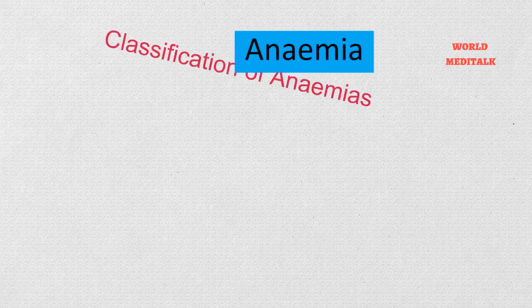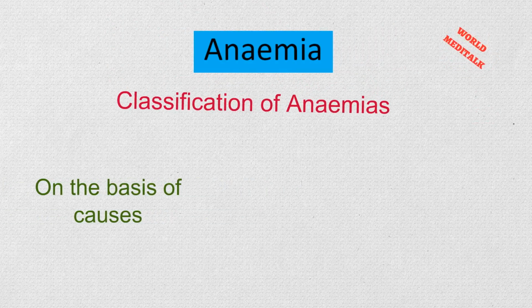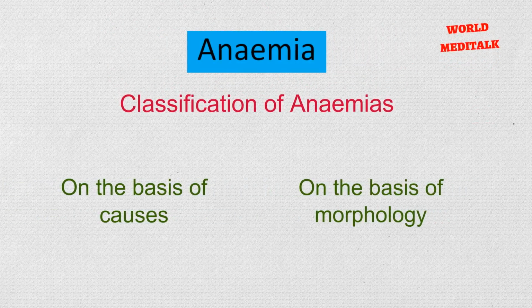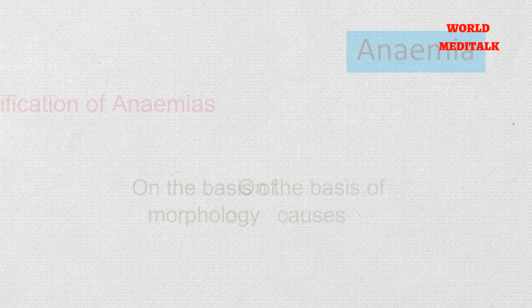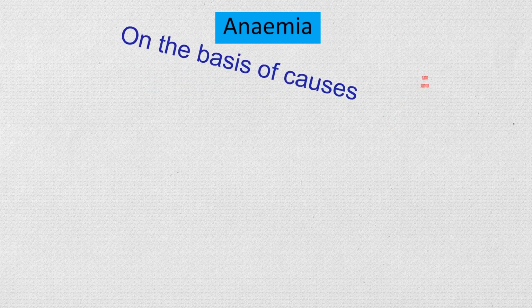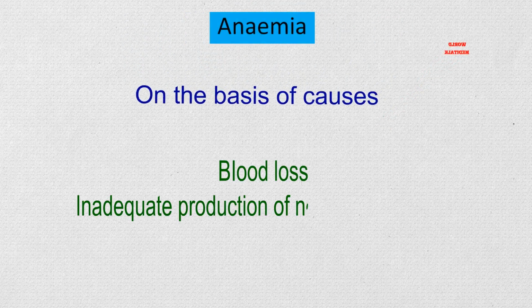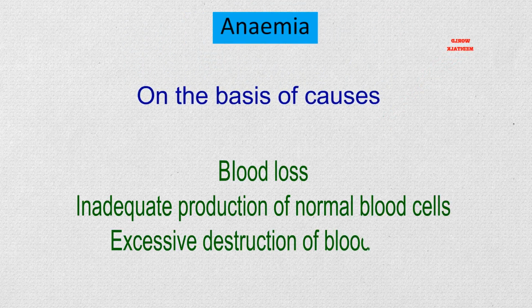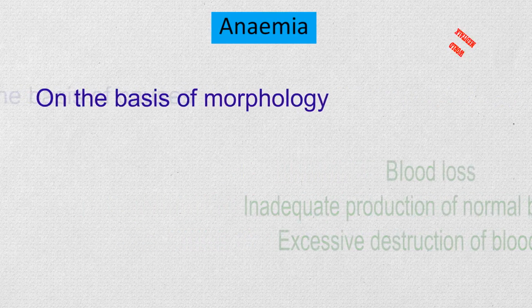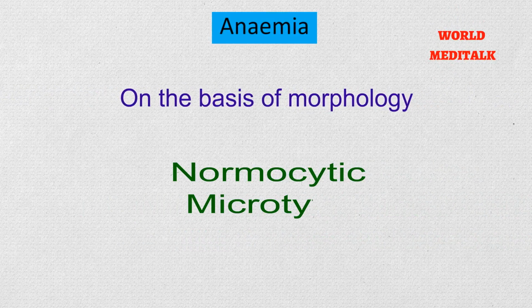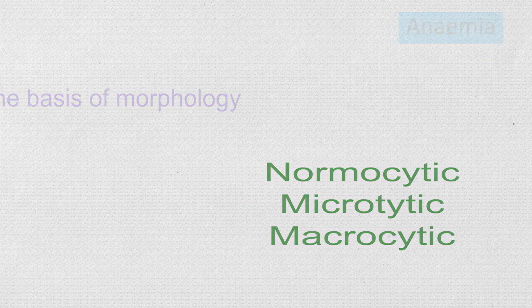Now let's talk about the classification of anemias on the basis of causes and on the basis of morphology. There are different types of accepted classifications of anemia. On the basis of causes: blood loss, inadequate production of normal blood cells, excessive destruction of blood cells. On the basis of morphology: normocytic, microcytic, and macrocytic. Now we will talk in detail about all these types of anemias.